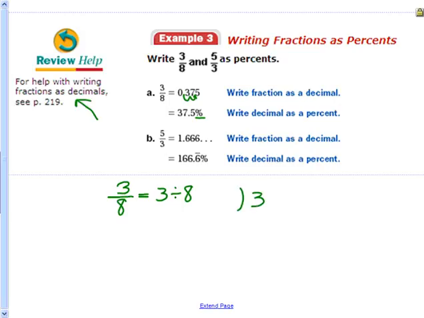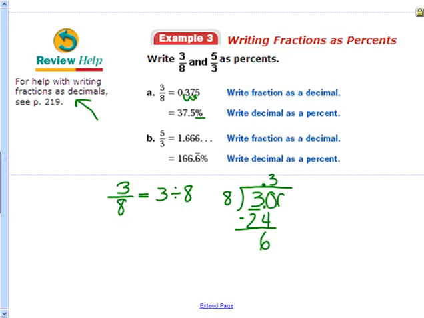So here I am writing 3 divided by 8. And then you can use either traditional or partial quotients to get the decimal. I'm going to go ahead and do traditional division. 8 doesn't fit into 3, so I'm going to add a decimal point and bring it up into the quotient, the answer, and I'm going to start adding zeros. 8 goes into 30. Let's see, 8 times 3 is 24. I'm going to subtract and get a remainder of 6.